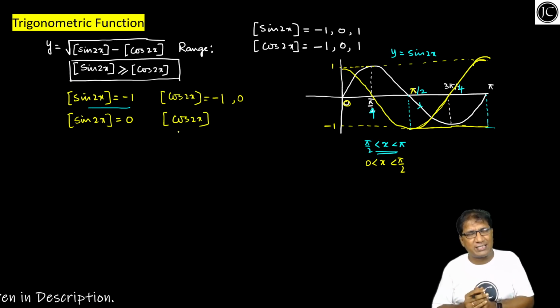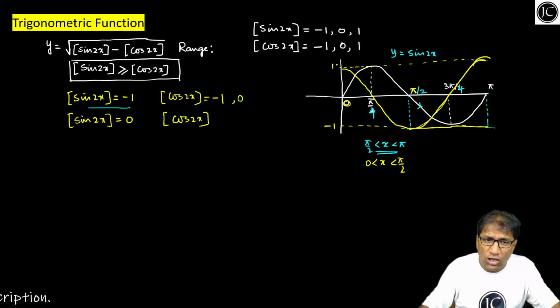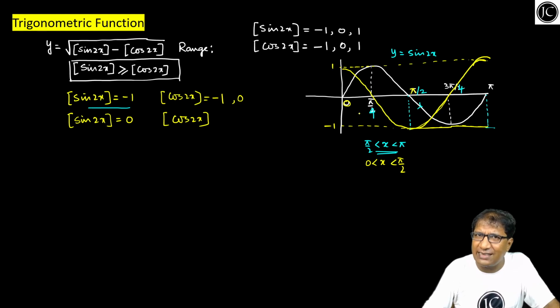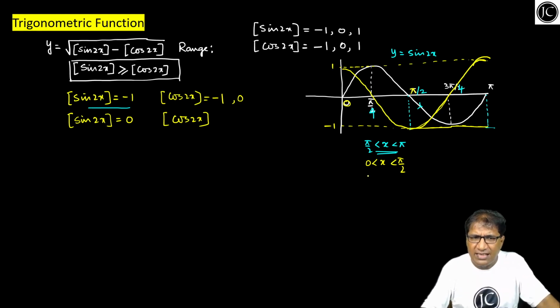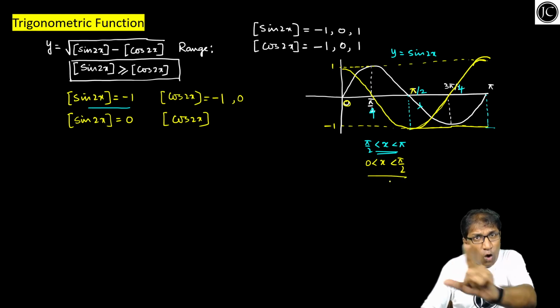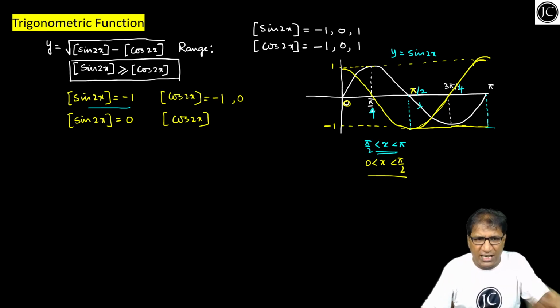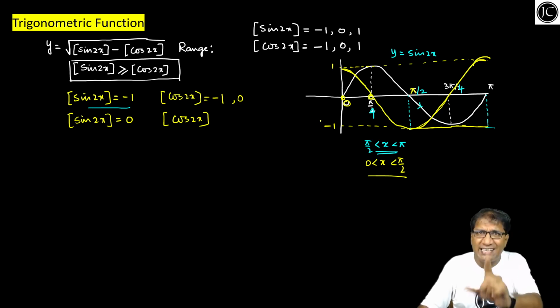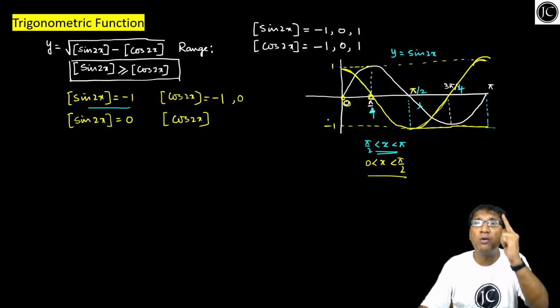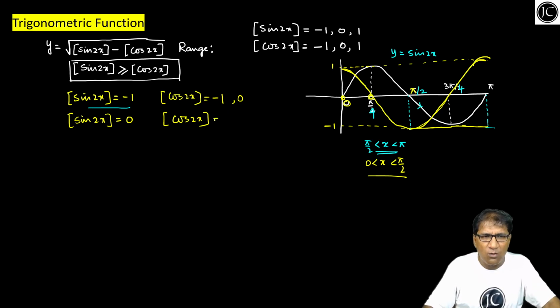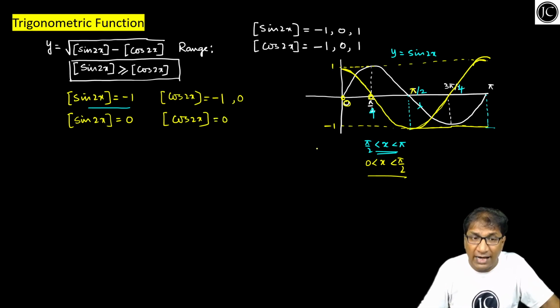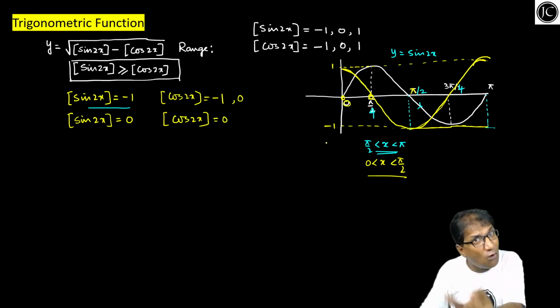Box of cos 2x. बच्चों cos 2x का वैल्यू इसके बीच में कहां से कहां तक लाई कर रहे हैं? When x is lying between 0 and pi by 2, देखो अच्छा से, when x is from 0 to pi by 4, your cos 2x is ranging from 0 to 1. Therefore, box of cos 2x will be nothing but 0 in that case. कब? जब 0 से pi by 4 के अंदर है.